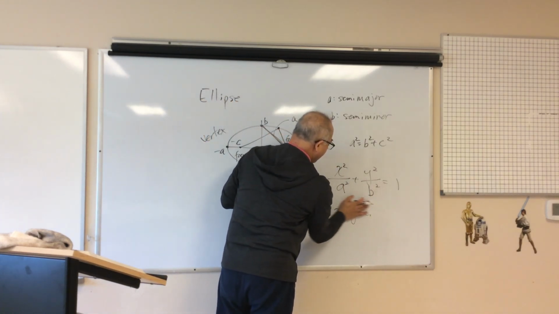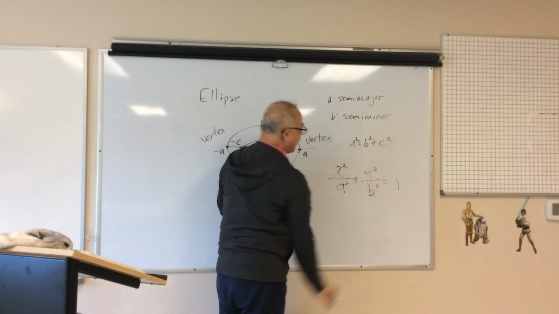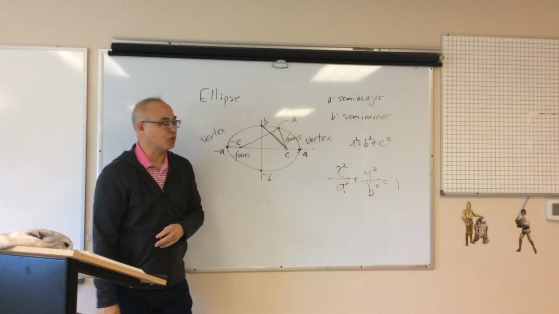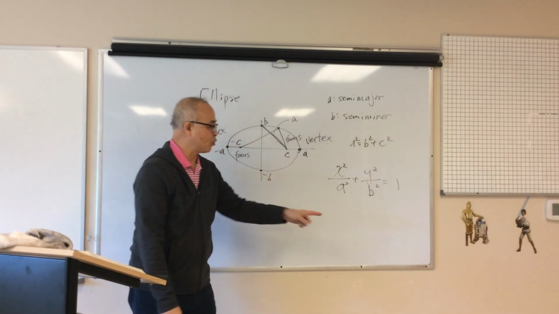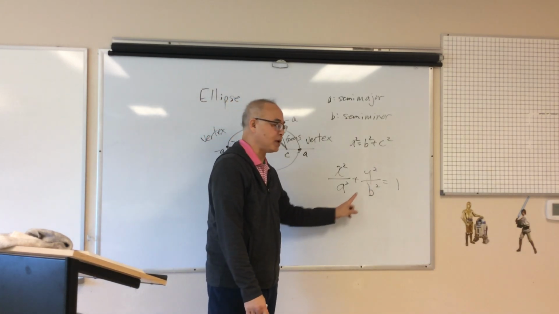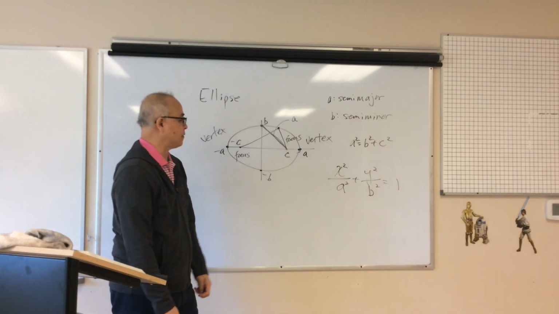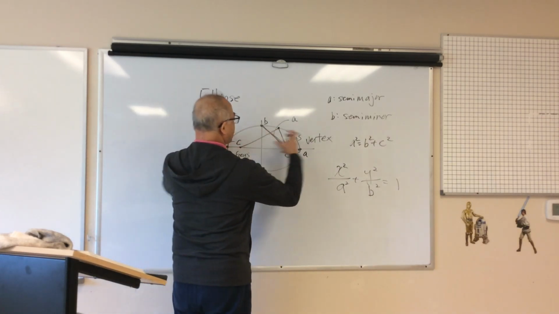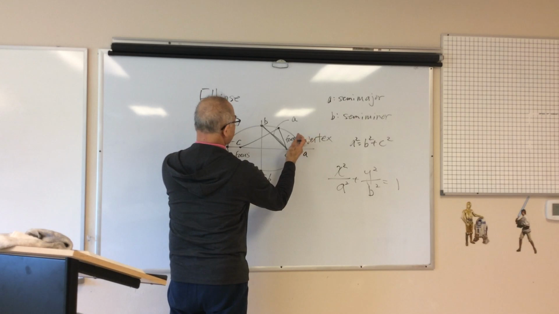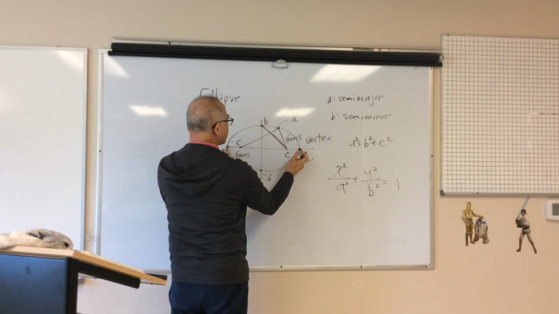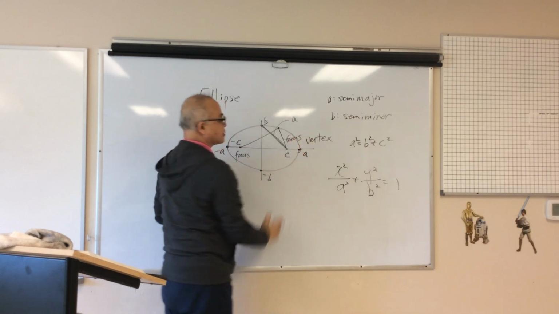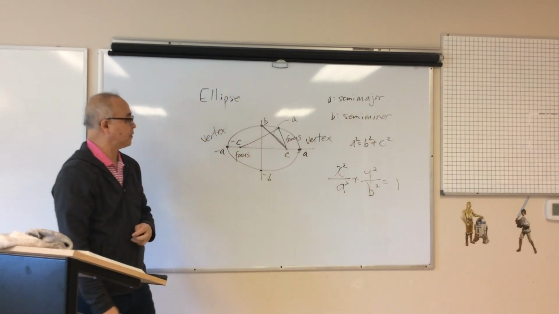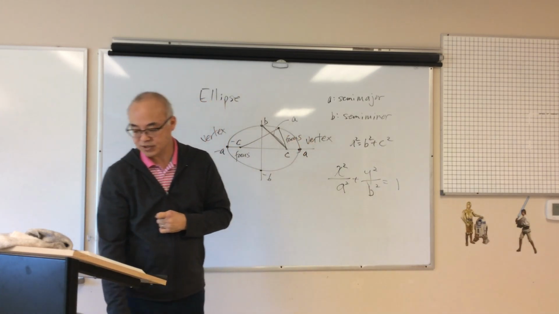As a matter of fact, it turns out that a circle is a special ellipse. It is an ellipse when A is equal to B, when they're the same. In other words, I go from here, and I'm scrunching it in, the vertexes are getting closer and closer to the foci, and it becomes a circle. So that's how the ellipse works.